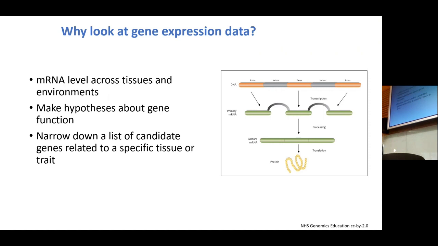For instance, if we have a wheat ortholog of a gene in rice, we want to know what does it do? Does it do something similar to the gene in rice? Or for instance, we want to narrow down a list of candidate genes that are in a QTL interval. We can look at gene expression data to do that. Gene expression data reflects the level of messenger RNA in the cells. And as messenger RNA is translated into protein, which carries out the gene function, we can use mRNA level to start to make hypotheses about what the gene function might be.